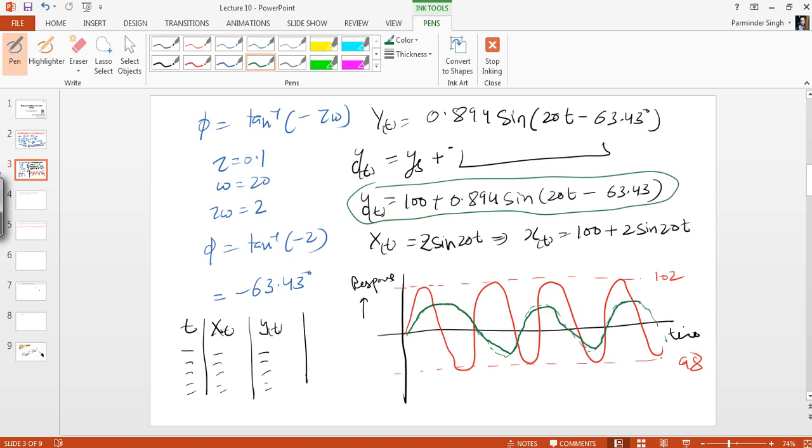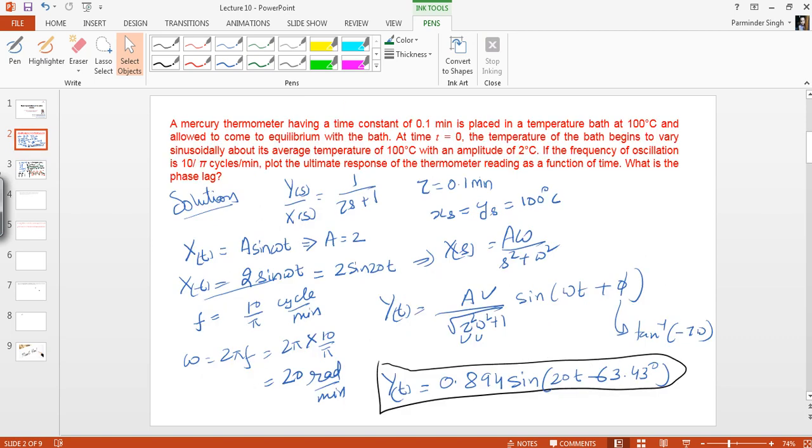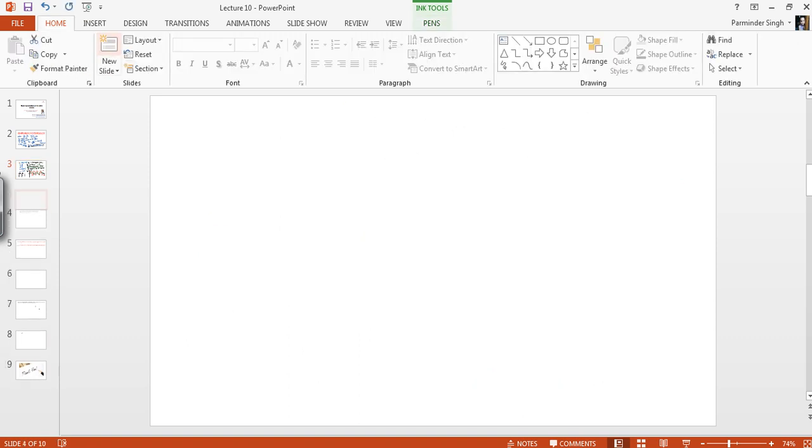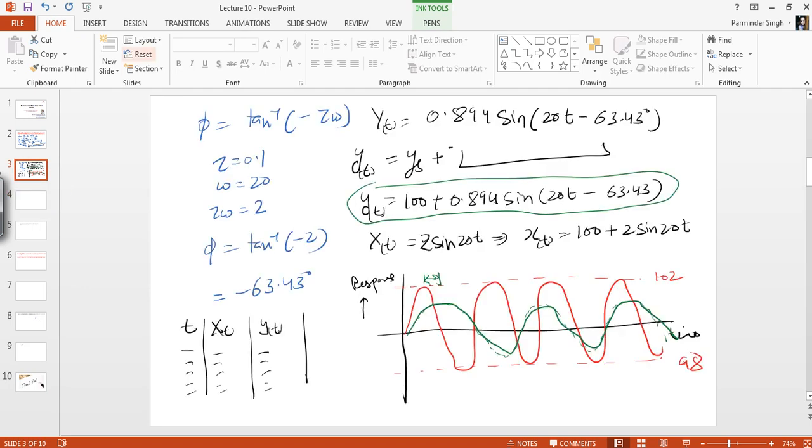Clear? That is, the amplitude is somewhat less than the input amplitude, plus there is a lag. Now we need to calculate this lag, because it says over here what is the phase lag. Now we know that phi is 63.4 degrees, which we have calculated over here. Now let's try to calculate your phase angle.